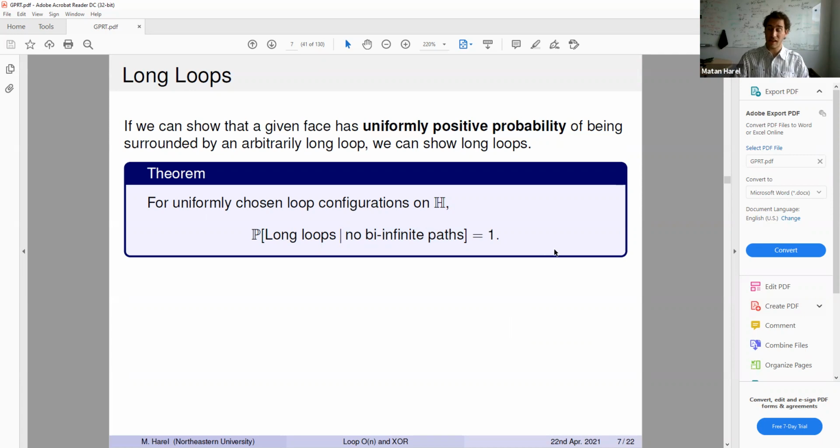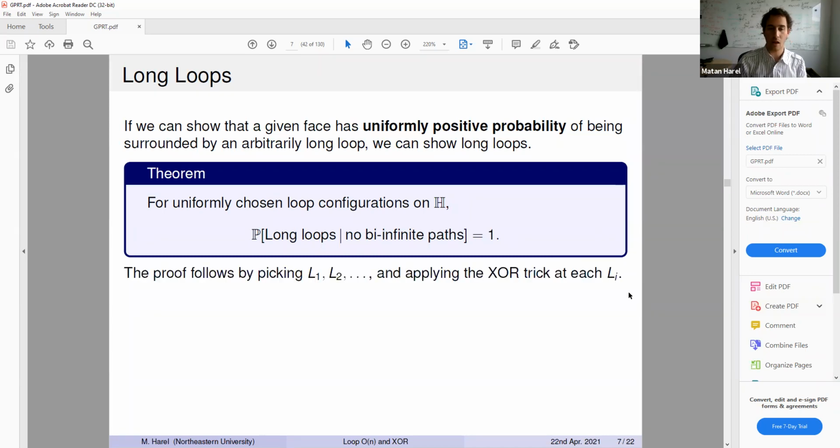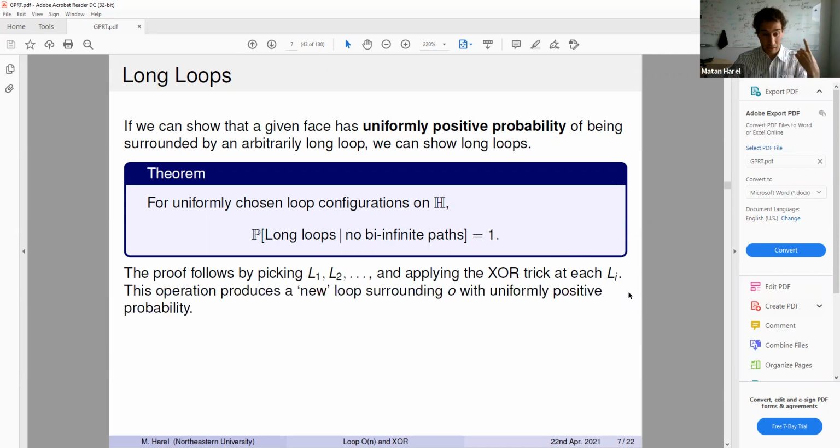Now, the idea is just to keep on XORing. What you do is you take L1, L2, L3, this infinite sequence, and say, I'm just going to apply the XOR trick at every single level L. Each time I XOR, I have a uniformly large probability of creating a new loop surrounding the origin. Now, you may think, why take L1, L2, L3? Just do it at 1, then 2, then 3, then 4, then 5.